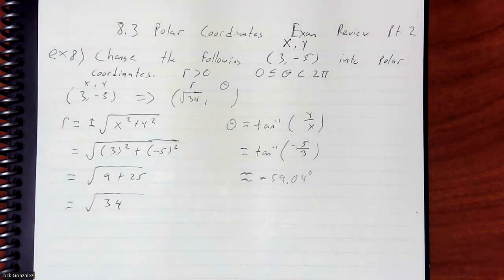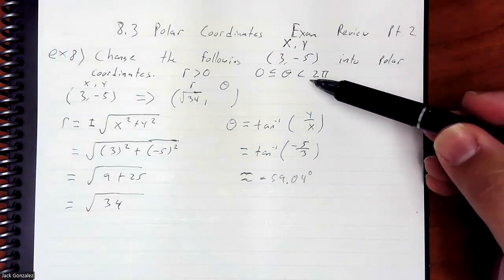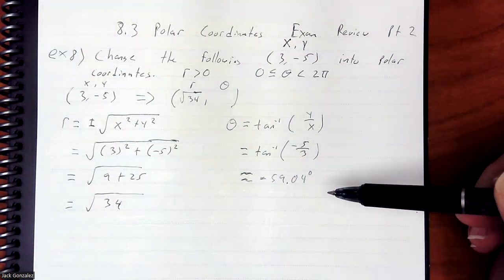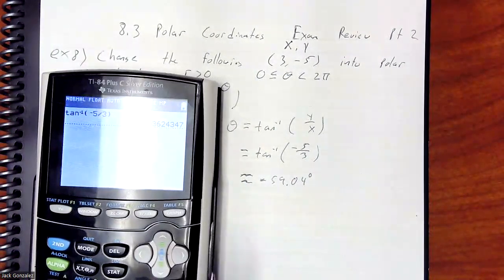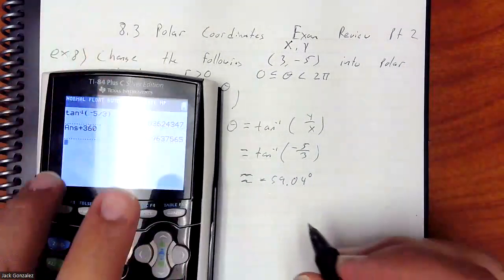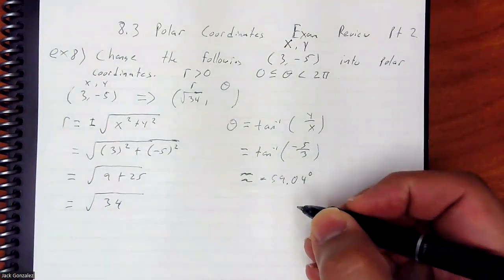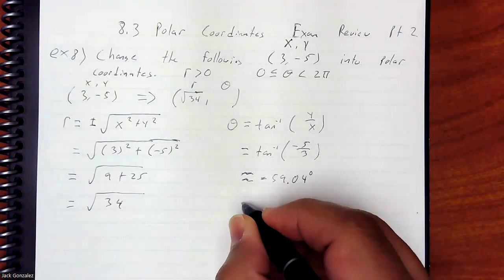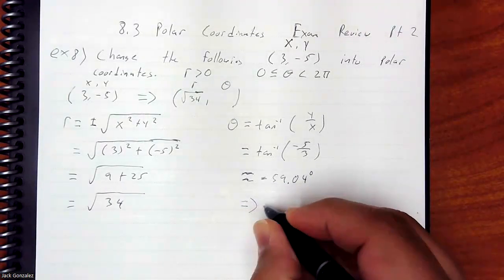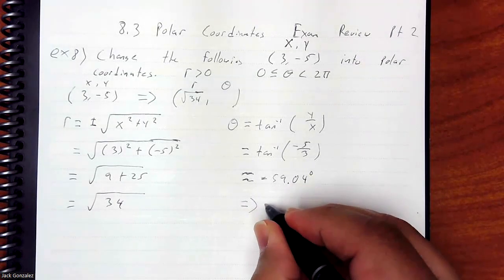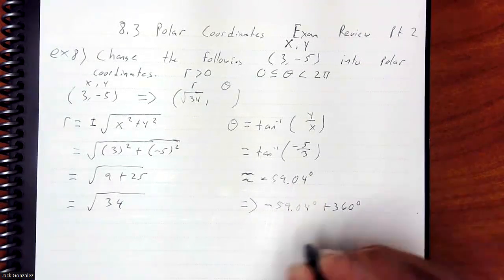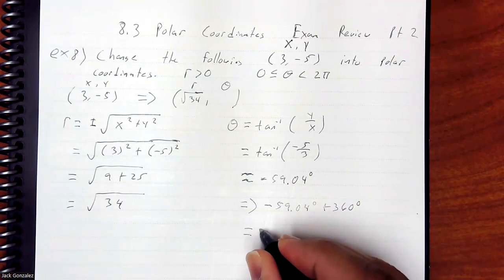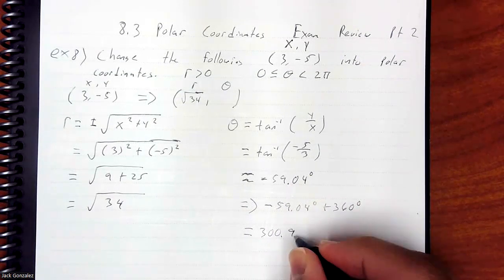So add 360, get the co-terminal angle, so we don't use a negative. As I told you right here, theta needs to be between 0 and 2 pi. This is negative. It can't be negative. So just add 360. So this would imply that we have to add the 360, which gives us 300.96 degrees.